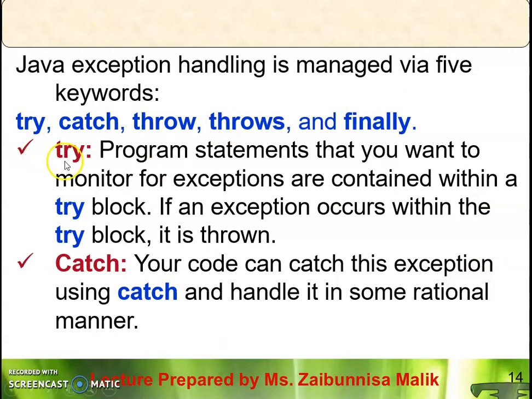Now what is a try? Try says: the program statements that you want to monitor. That means the statements where you know an exception can be generated. So the statements that you want to monitor for exceptions are contained within a try block. For example, the whole input section is in the try block. If an exception occurs within the try block, it is thrown. Where is it thrown? In the catch block. So your code can catch this exception using catch and handle it in some rational manner.